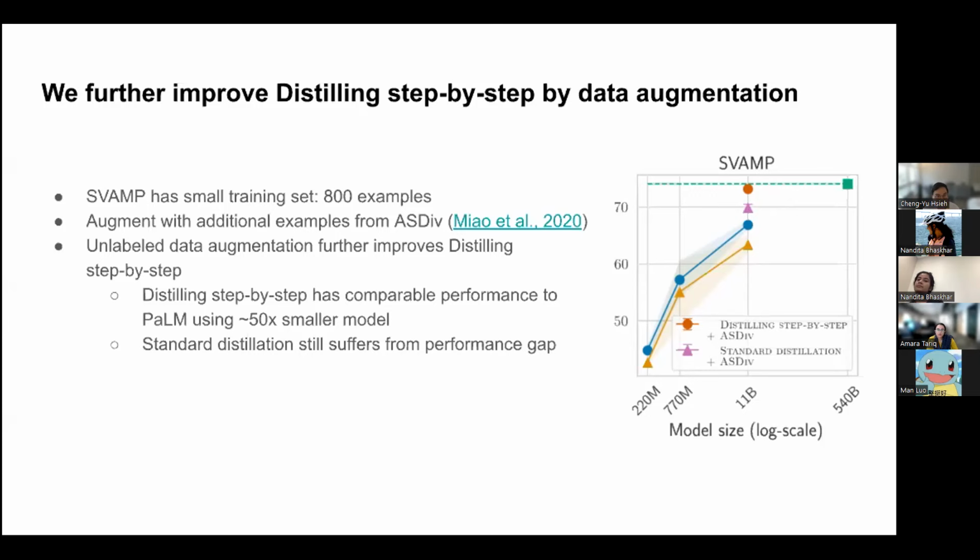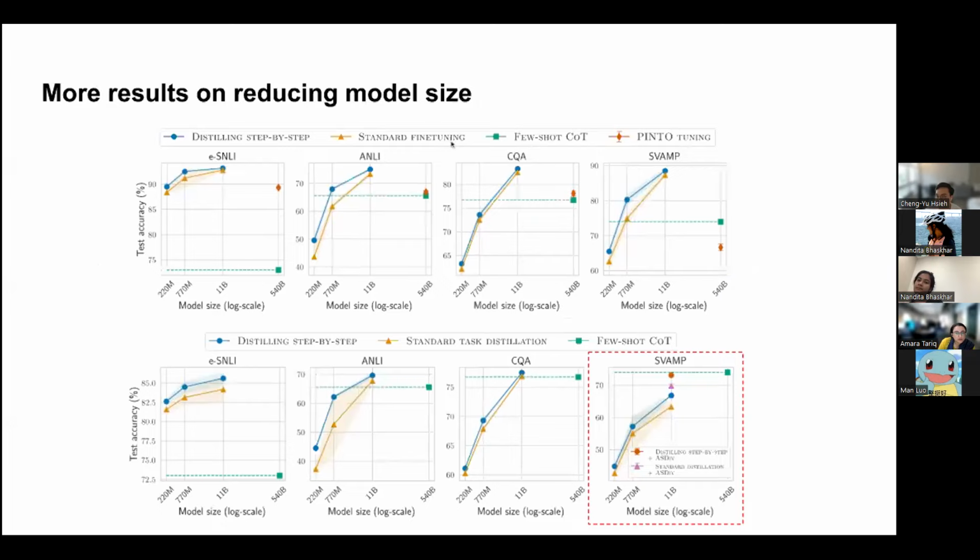I want to ask one more question. So when you use the LLM to generate the rationale, you also generate the labels, right? Right. But when you train a small model, you are actually using the ground truth label instead of the label generated by the model, right? So there are two settings. When we compare to standard fine-tuning, we're using human-annotated gold labels. But when we compare to standard distillation, we are using the labels generated from the teacher model. I see. But in both cases, except for the SVAMP dataset, the small model can perform better than the large language model.